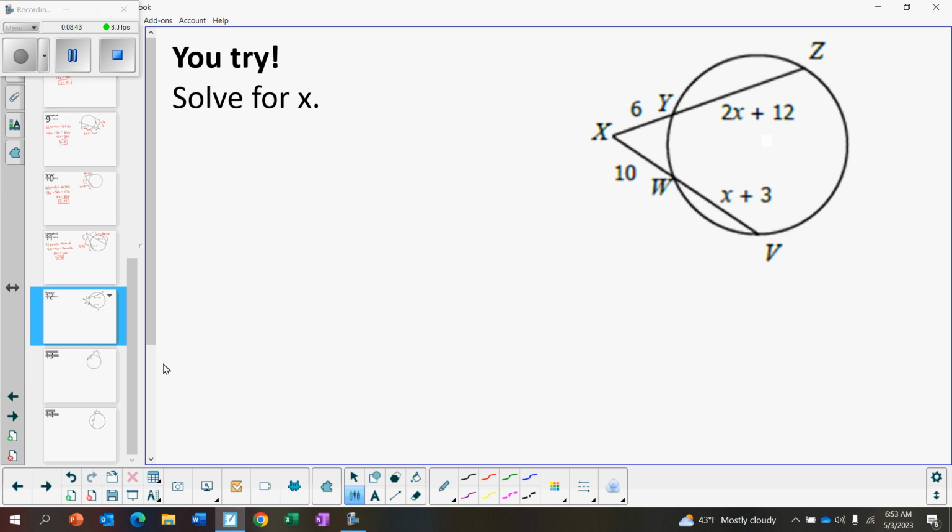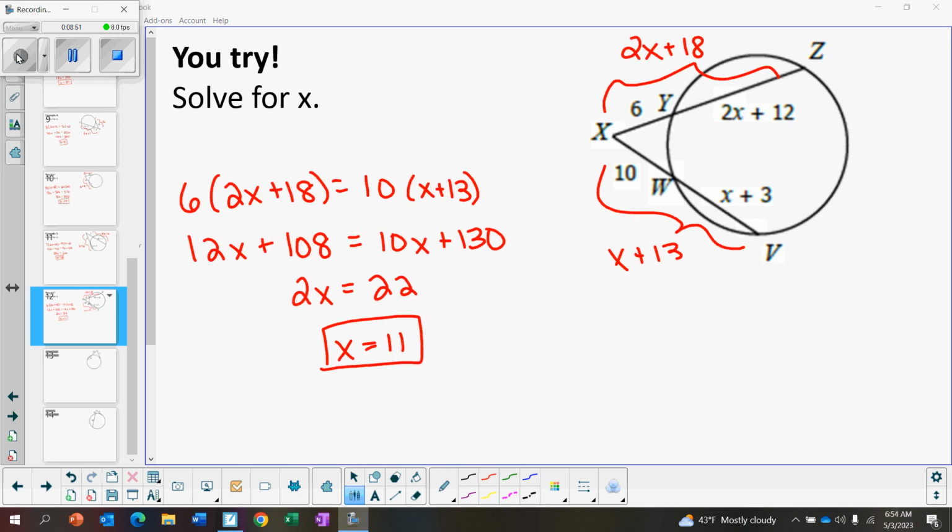So you go ahead, try this one. Pause. When you're ready to see the answer, hit play. All right, so the part that was outside was 6, while the whole thing was 2x plus 18. The part that's outside was 10, while the whole thing was x plus 13. So we end up getting x equals 11.